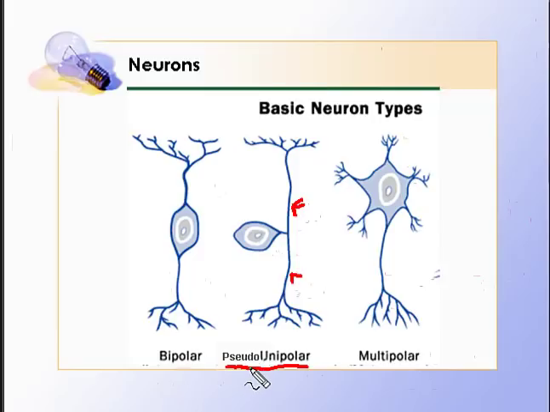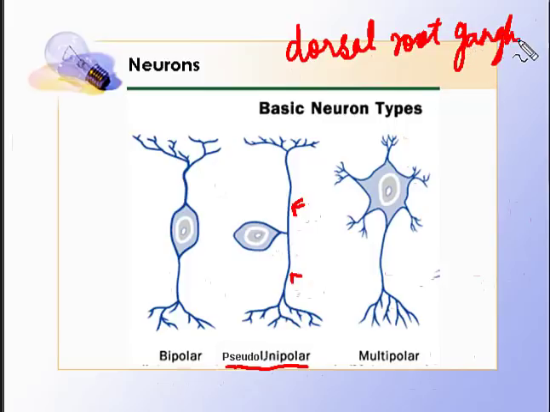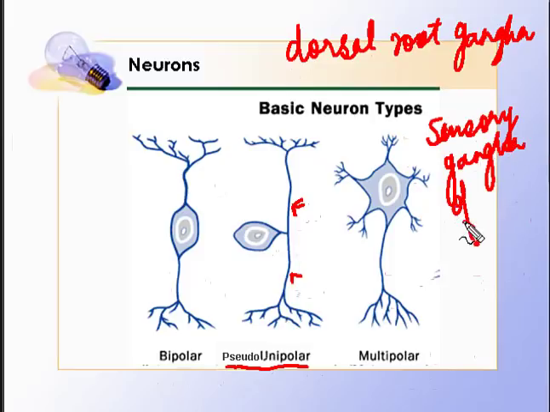And these pseudo-unipolar neurons are seen in the peripheral nervous system, they are seen in what is known as the dorsal root ganglia. These are related to the spinal nerves. And then they are seen in the sensory ganglia of the cranial nerves. So these are seen in the sensory ganglia of cranial nerves. And then the dorsal root ganglia of all spinal nerves. Not all cranial nerves have sensory ganglia, but those which do, they are seen in those sensory ganglia.